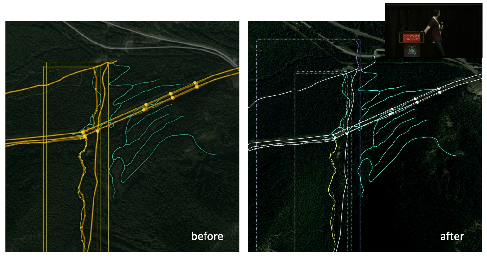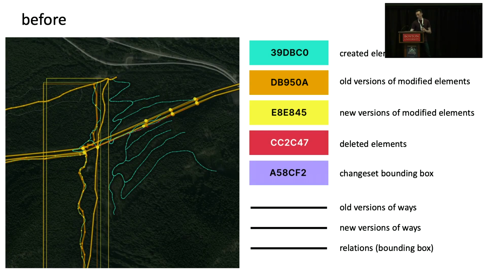We also made some changes to the symbology to make it easier to understand. On the left, you see the before, and on the right, you see the after. The colors are a little bit hard to see in this slide. I apologize. But before, created elements were in green. Old versions of modified elements were in orange. New versions of modified elements were in yellow. And deleted elements were in red.